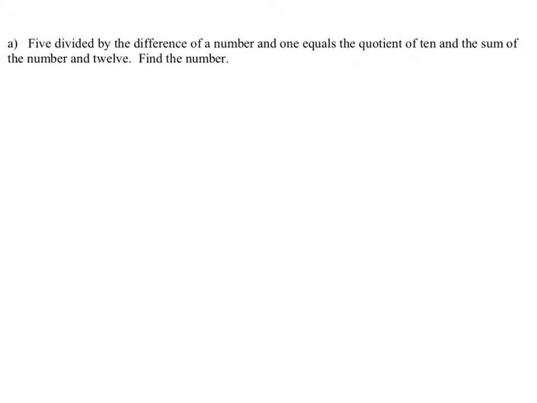We are translating the written words in the sentence to algebraic expressions. 5 divided by the difference of a number and 1. So that's going to be written as 5 divided by x minus 1 equals the quotient. Now quotient is a division, so it's a quotient of 10 and the sum of the number and 12. Our proportion is 5 over x minus 1 equals 10 over x plus 12.